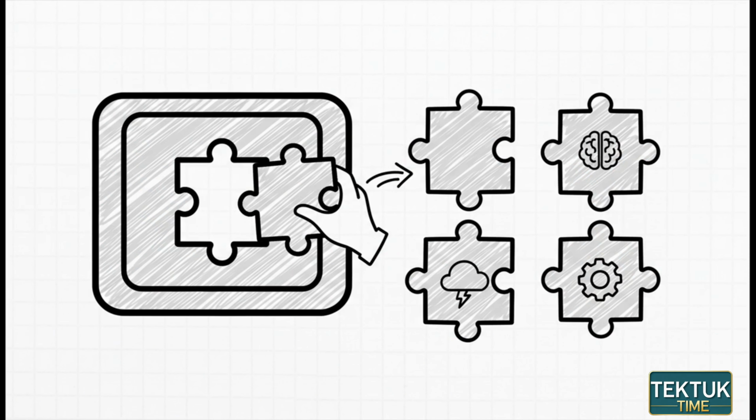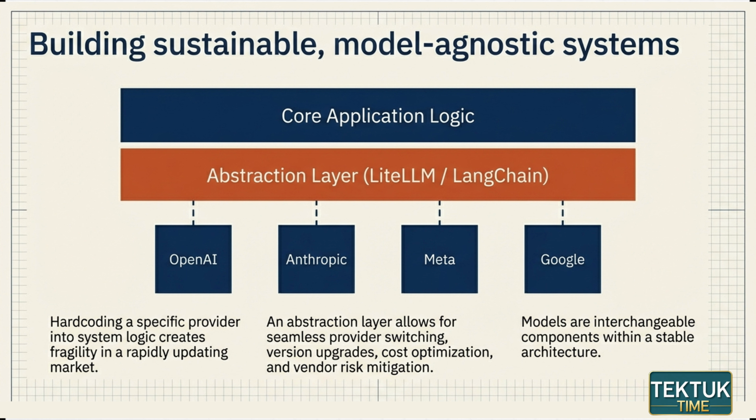And if you take this idea just one step further, the ultimate strategic goal is to build a system that is completely model-agnostic. What does that mean? It means your application's core logic isn't hard-coded to, say, GPT-4o or Claude 3.5 Opus. Instead, you treat the model itself as a swappable component. The benefits of doing this are just enormous.